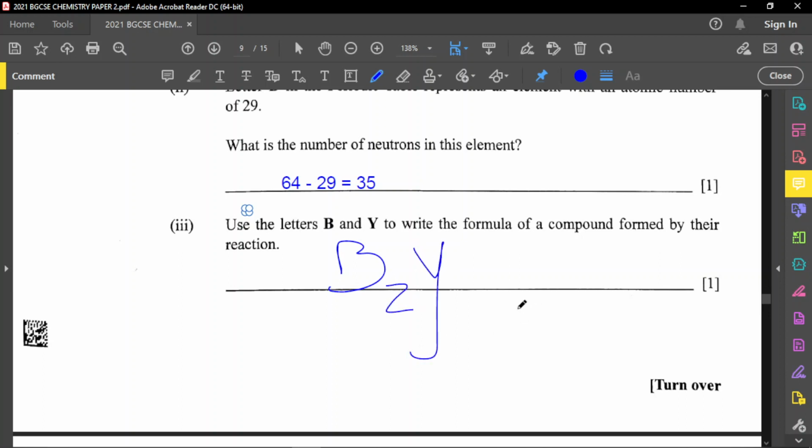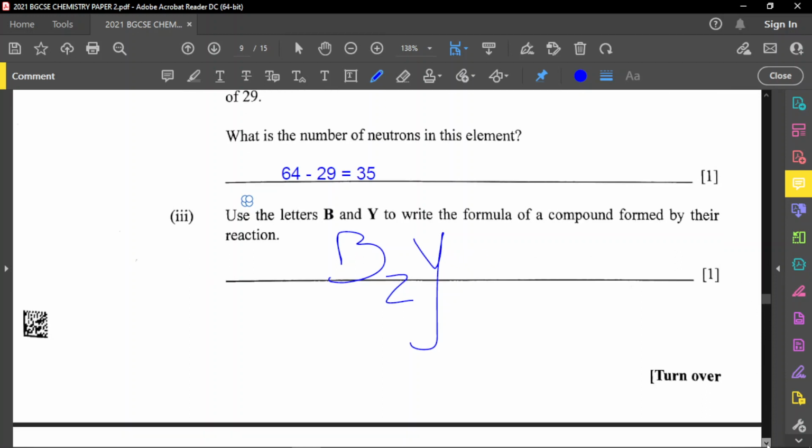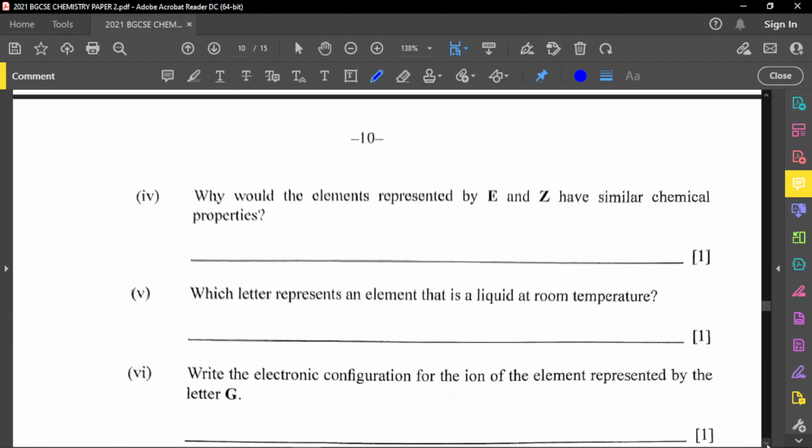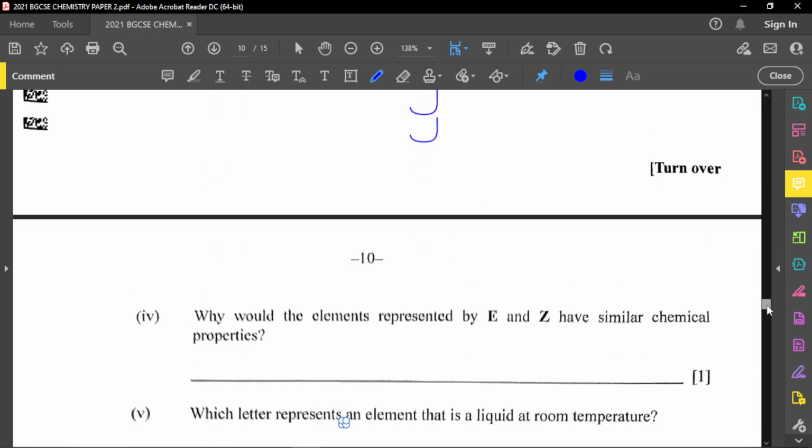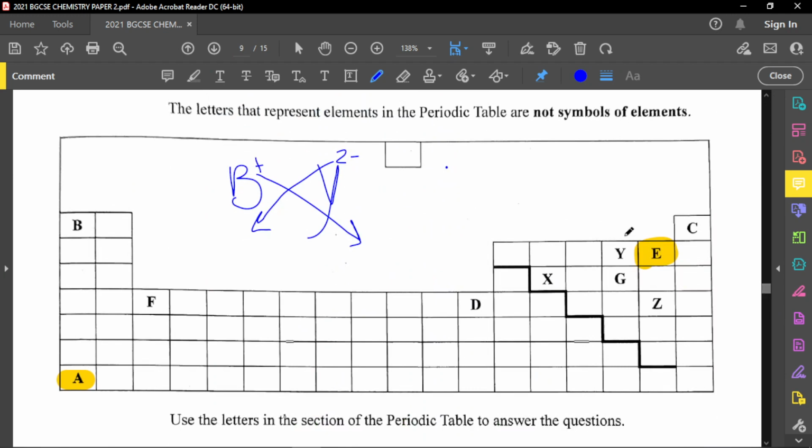All right, there must be 2 uppercase letters as well, because a single letter in the compound must be uppercase. All right, so the next part of the question said, why would the element represented by E and Z have similar chemical properties? Let's look at what they are quickly. E and Z. All right, so E and Z, they're in the same group. Okay, so let's talk about that.